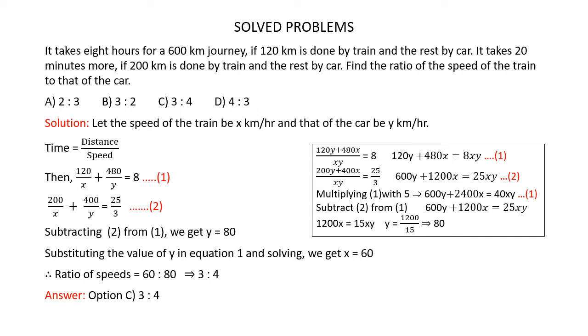So 200 by x plus 400 by y is equal to 25 by 3. This is the second equation. Now subtracting equation 2 from equation 1, we get y is equal to 80. The calculation is given here. Now we know that y is equal to 80. Let's substitute the value of y in equation 1.